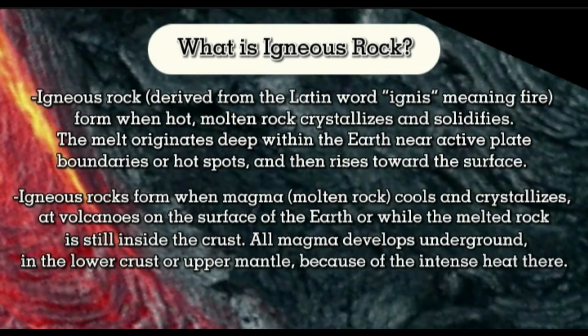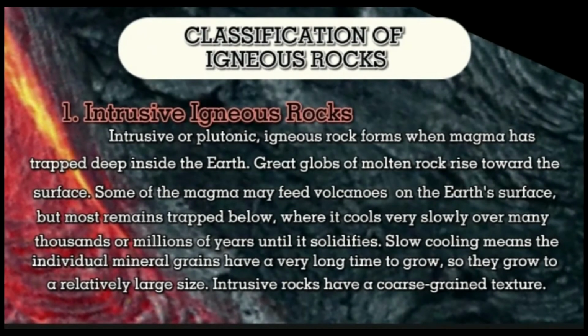Igneous rocks form when magma, or molten rock, cools and crystallizes at volcanoes on the surface of the earth or while the melted rock is still inside the crust. All magma develops underground in the lower crust or upper mantle because of the intense heat there. Classification of igneous rocks. First, intrusive igneous rocks.